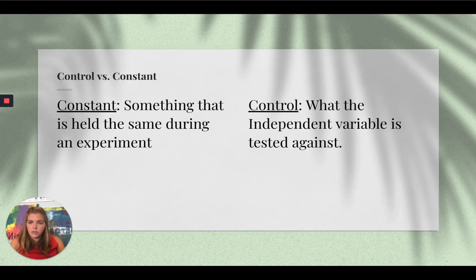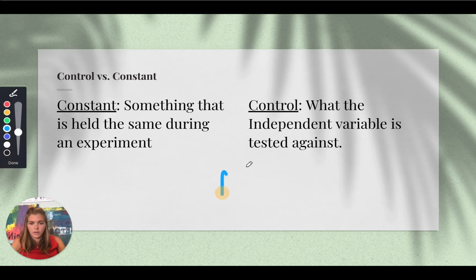So I don't have examples yet. One moment. Two other definitions that are going to be important for you to know are the constant and the control. So these often get confused in students' heads. A constant is something that is held the same during an experiment. Whereas a control is what the independent variable is tested against.